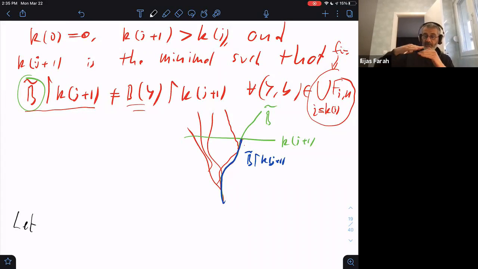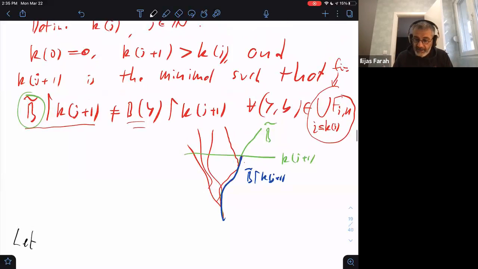Anyway, once we choose it, this defines an increasing sequence of these k j's. So again, what do we do? k j is big enough, sufficiently bigger than k j minus one. Now we look at this F k j, that set of all those elements which are sufficiently dense up to that point.